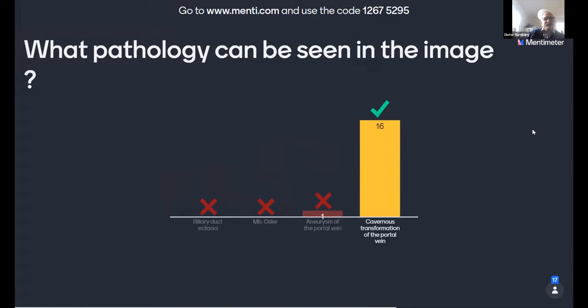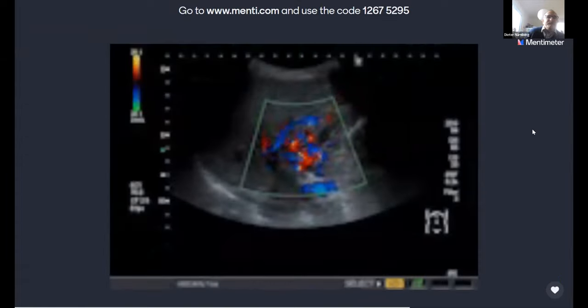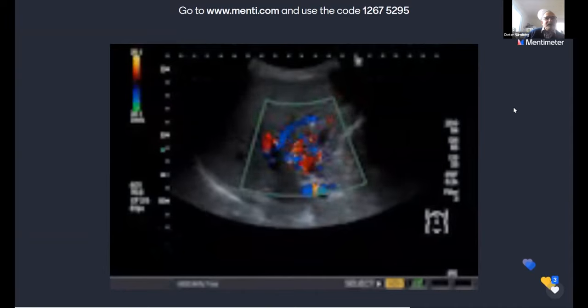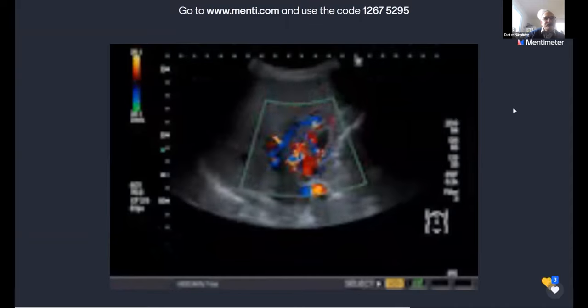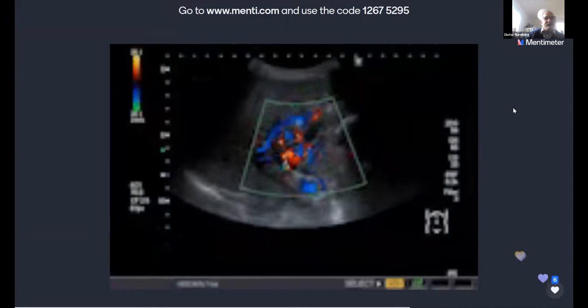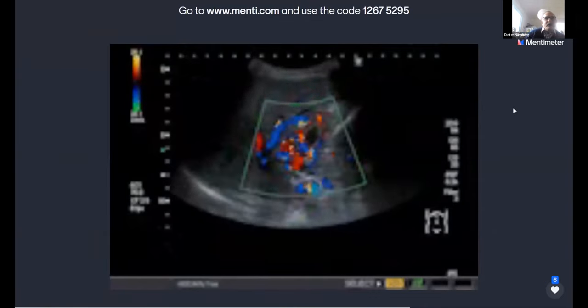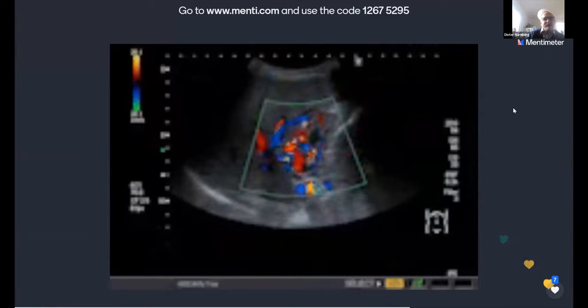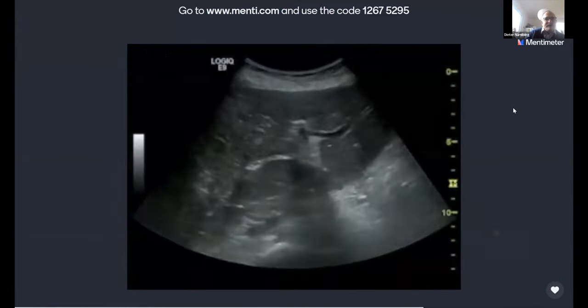Most are right. That is a typical cavernoma. If you have a lot of color inside of the whole liver, then you have to think about Osler syndrome. Yes, those are small aneurysms. Okay, that is an inferno, we say, a colored inferno.